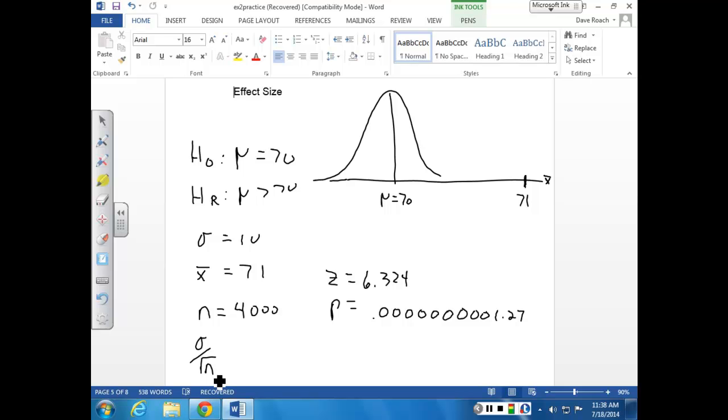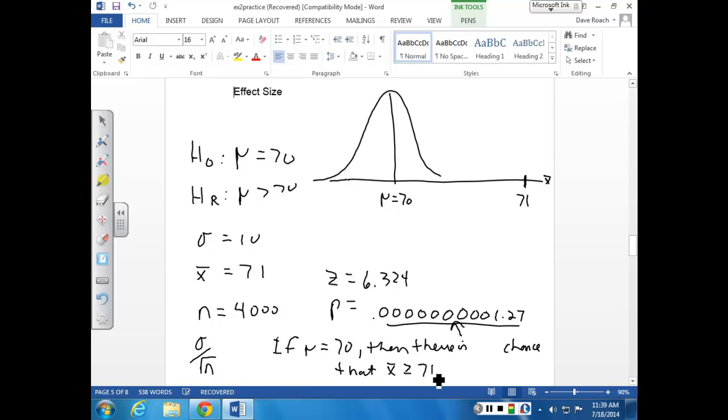So if we were stating this p-value wise, we would say if the mean is equal to 70, then there is a very small, a 0.090127 chance that x bar is greater than or equal to 71. In other words, almost no chance. We're 6 standard deviations away, which is a long way away in terms of number of standard deviations. We've rejected H0. We've concluded the mean is greater than 70.